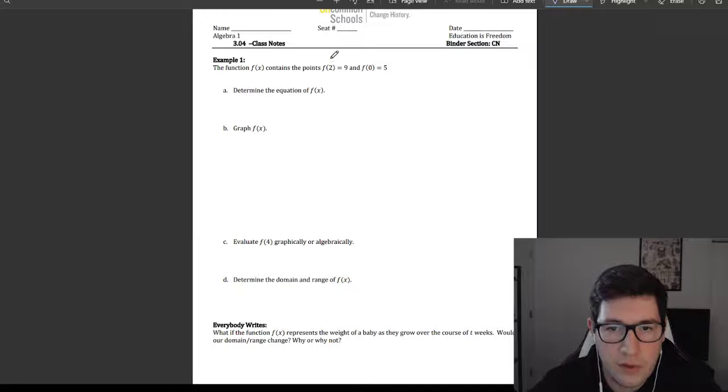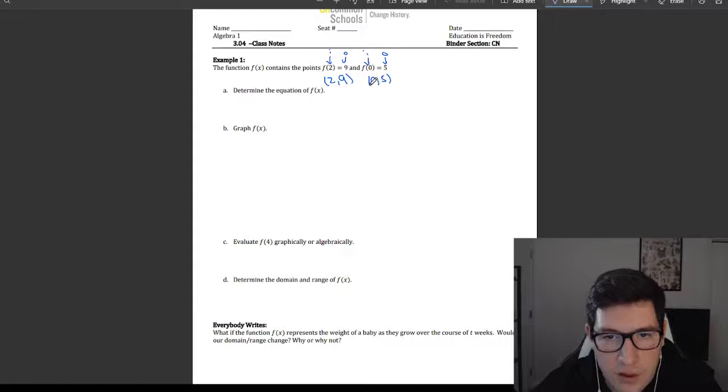So hopefully when looking at this, we should notice, hey, we have an input and an output, and we have an input and an output. So this is my input, this is my output, this is my input, and this is my output. And so what that really means is that I can write these as coordinate pairs. So I'm going to have (2, 9) and (0, 5). And as soon as I have those two coordinate pairs, I know exactly how to find the equation of a line.